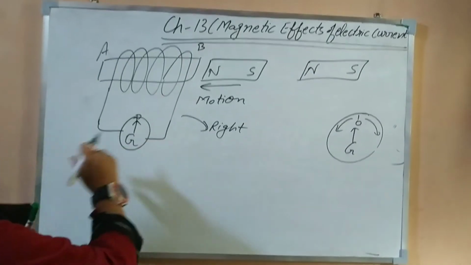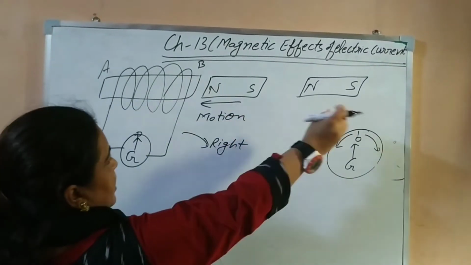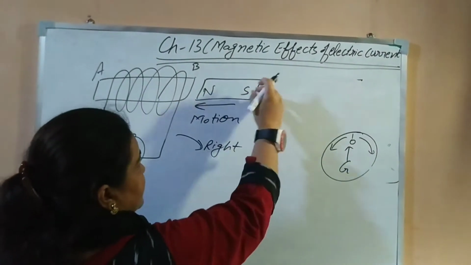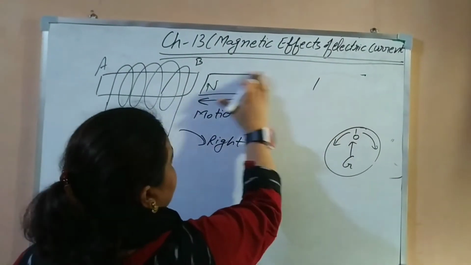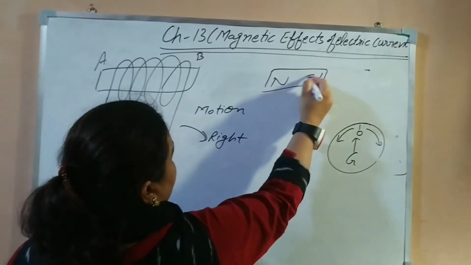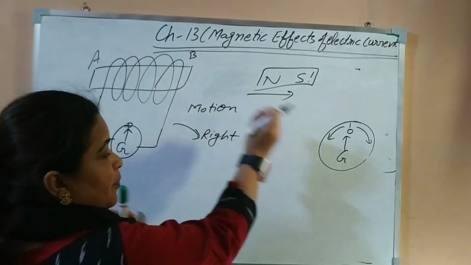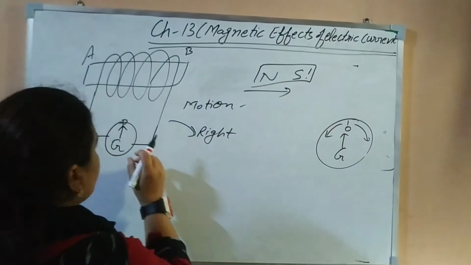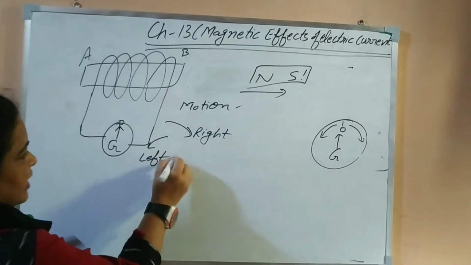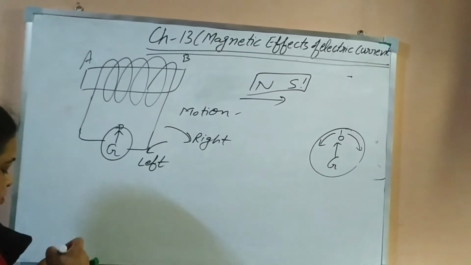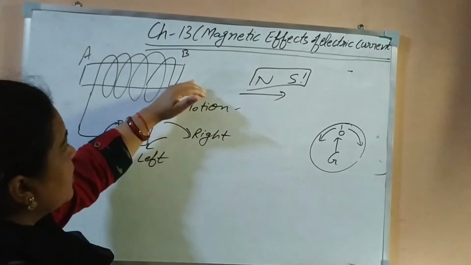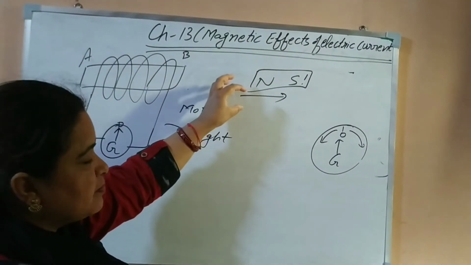After that, he took the magnet away. Slowly he took the magnet away. Again it is in motion, but in the opposite direction this time. What he observed is that this time the deflection is towards the left. So what did he observe? Whenever there is a relative motion between the coil and the magnet.